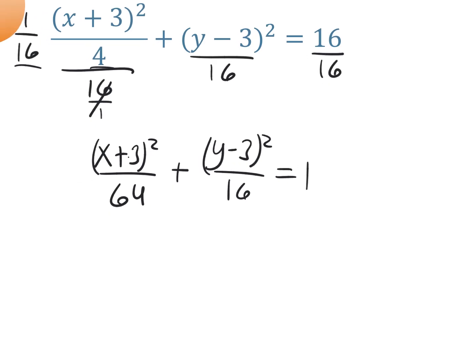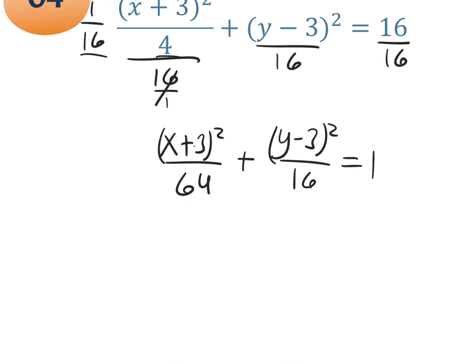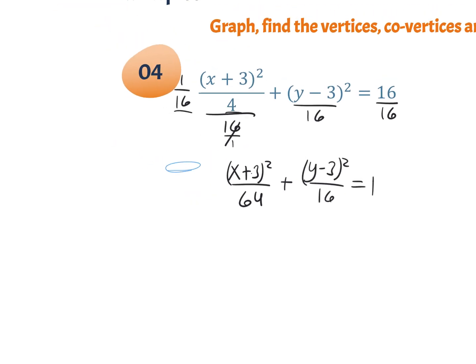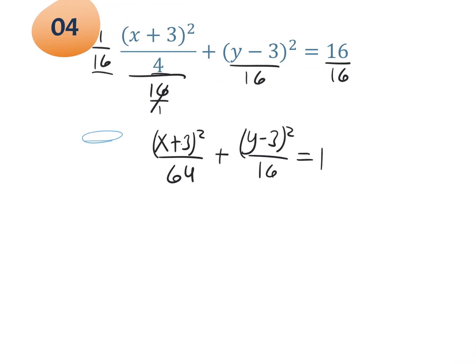Now let's check which one's bigger, right? Is the x bigger or the y? X, so it's what, horizontal or vertical? Horizontal. I know it's going to open longer to the left and to the right. All right. What are our a and b values, right? I know that 64 is a squared since it's bigger. What does that make a? 8, good. B squared is 16. What does that make b? 4, right? So a equals 8 is going to be 8 units to the left and right since it's horizontal, and then b equals 4 is going to be 4 units up and down.